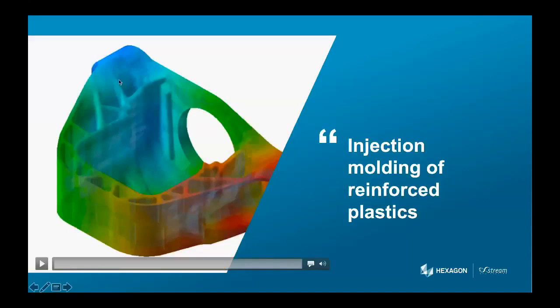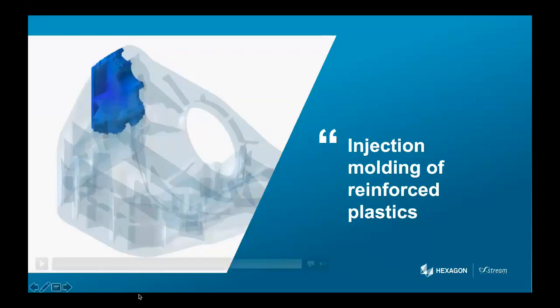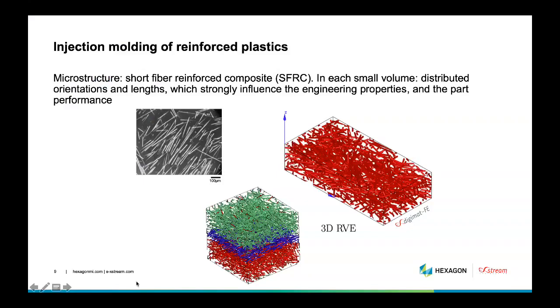So this is an example of an injection molding of a reinforced plastic part. This is the animation, and you see how the part is filled. And as I said, the resulting microstructure of this process is that in each small volume, you have a short fiber reinforced composite. This is an experimental image of what we obtain experimentally. So you see that we have, in a small volume, lots of fibers which don't have the same orientation and don't have the same length.